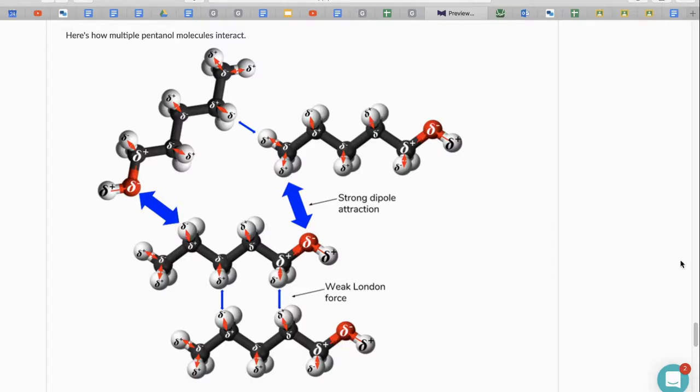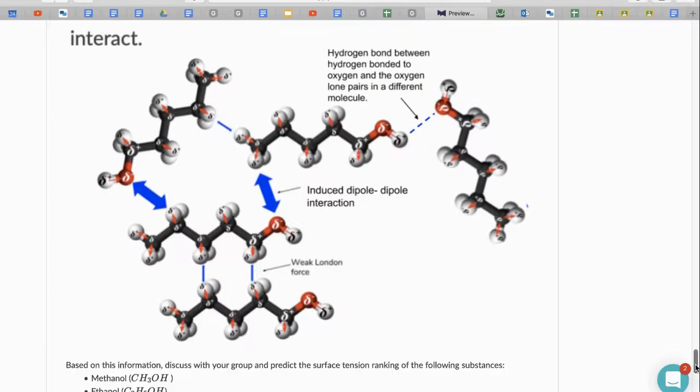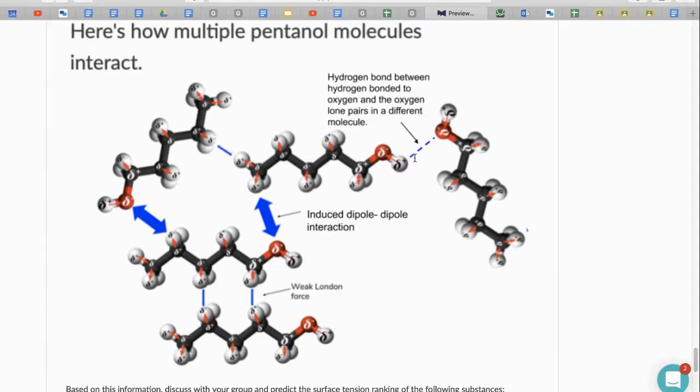It labels this as a strong dipole attraction. That's actually not a strong dipole attraction. Here is the dipole attraction, where we have a dipole from the electronegative oxygen. And this is actually a hydrogen bond, where we have the hydrogen attached to oxygen attracted to the lone pairs of the oxygen in a different molecule. Over here, this is a dipole from this oxygen inducing a temporary dipole on this CH, the carbon and hydrogen part of the molecule, the more nonpolar part. And then this shows a weak London dispersion force between the nonpolar regions of pentanol.